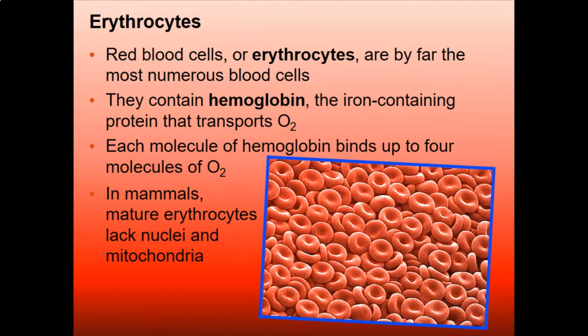All right, so our first blood cell type are erythrocytes, or red blood cells, and they're the most numerous that you have, and hopefully you have lots of healthy red blood cells. That's because they contain hemoglobin, which is the iron-containing protein that transports O2, right? Now, we've learned about this before.